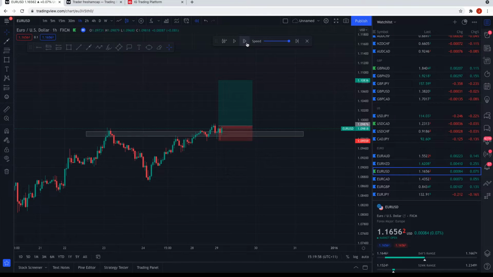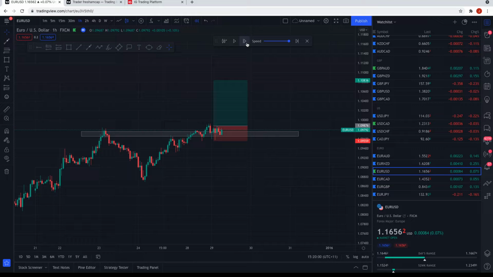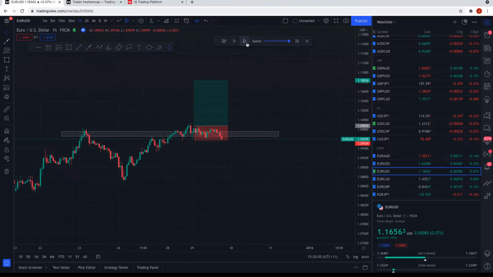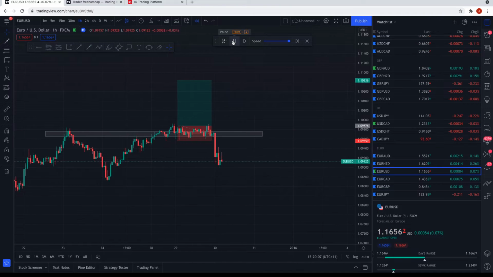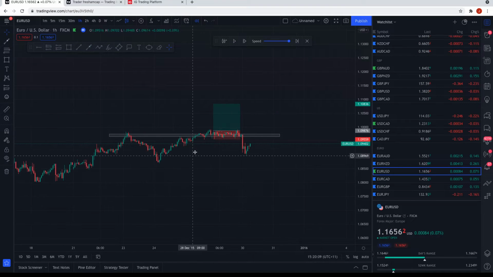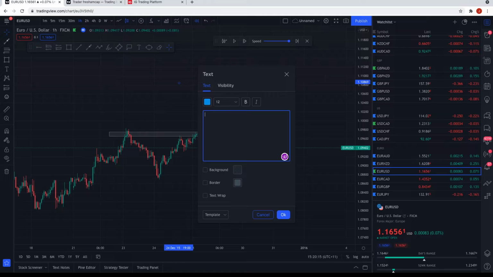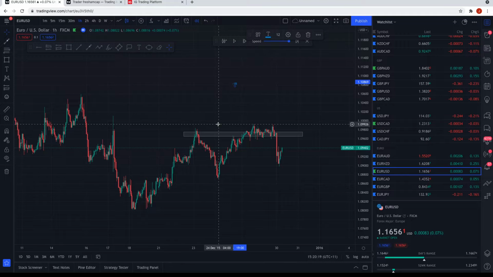So not triggered in yet. There we go. Not looking great. I think we're going to lose this one. Yep. So that's a loss. Nothing wrong with that trade. It's just the way it is. It's a loss. So we'll put that down as -1R. And we will move on to the next trade.